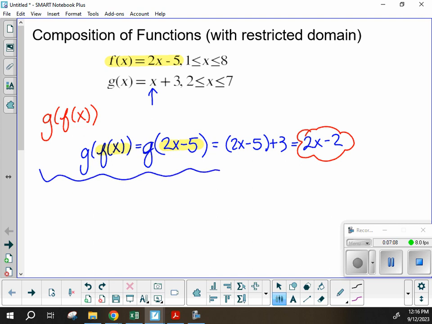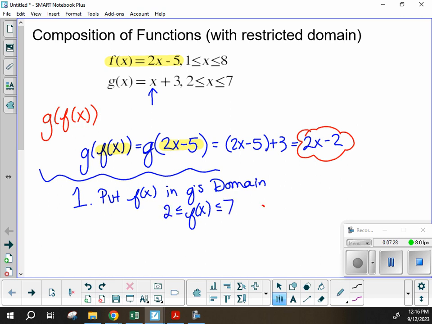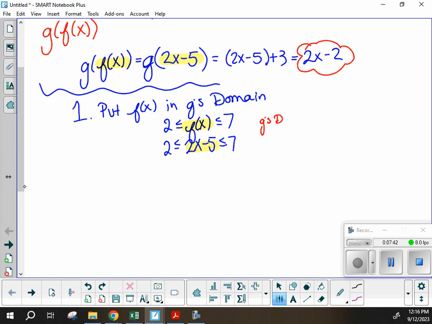Let's do that part. Step 1, f is inside of g, so we're going to put f of x in g's domain. That looks like this. Take f of x and squish it between g's domain, which was 2 to 7. I'm keeping track here, so I remember what I did. That is g's domain that we're considering right now. Now, let's take f of x out, and replace it with 2x minus 5, and then get x all by itself in the middle. We're going to add 5 to both sides, and then divide by 2.